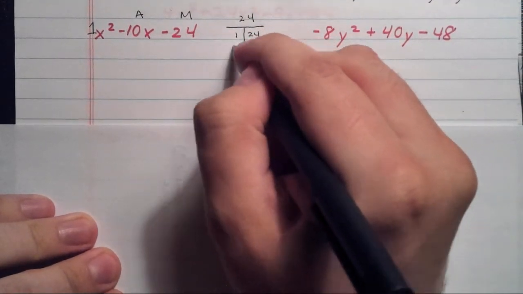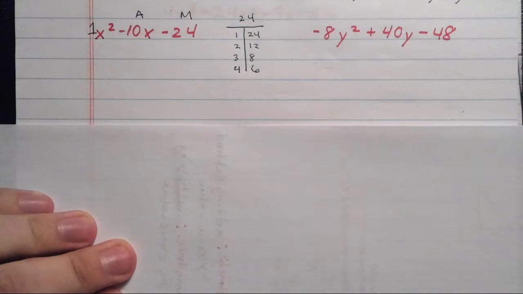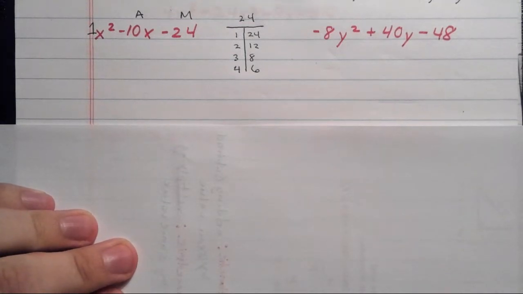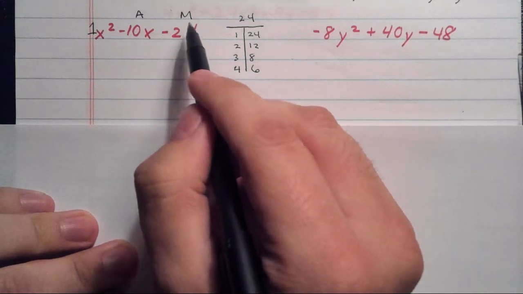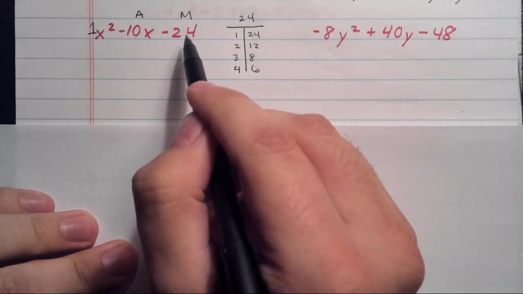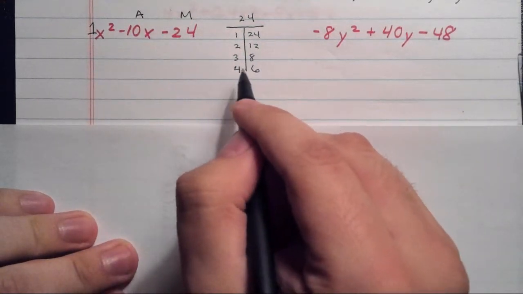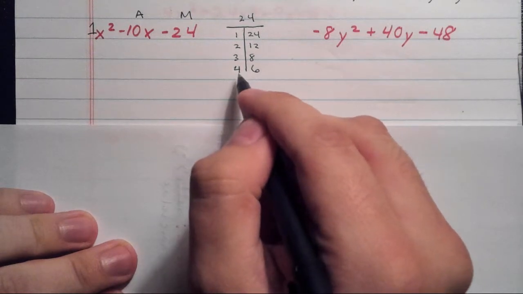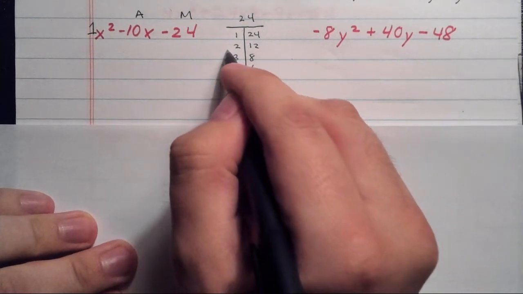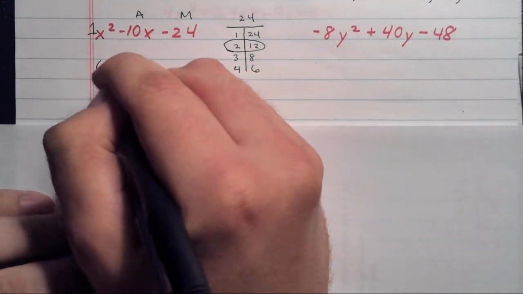24 is 1 and 24, 2 and 12, 3 and 8, and 4 and 6. Be careful here with these numbers. It has to multiply to negative 24. The fact that it multiplies to negative 24 means I want a positive and a negative number. So don't be fooled by thinking, oh, I can get negative 10 if I do negative 4 and negative 6, because I want one positive and one negative. If I'm using one positive and one negative, what I have to do here is use 2 and 12.